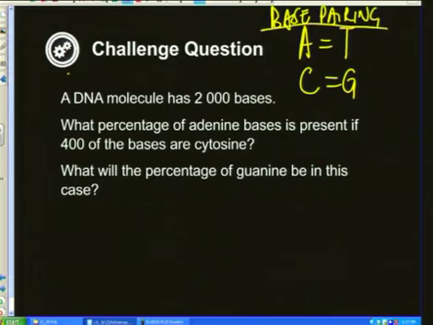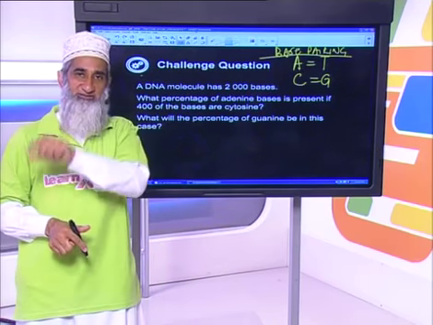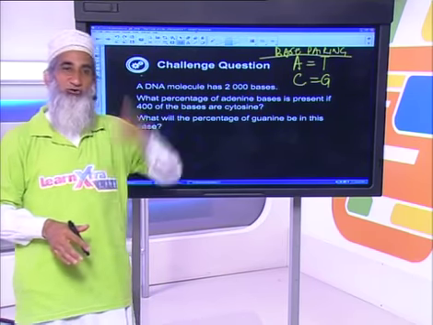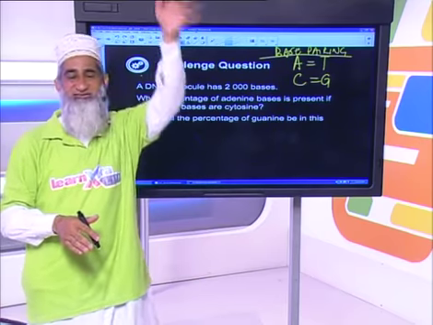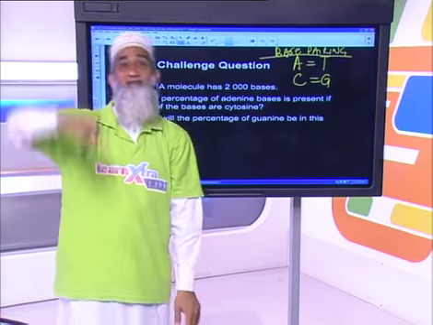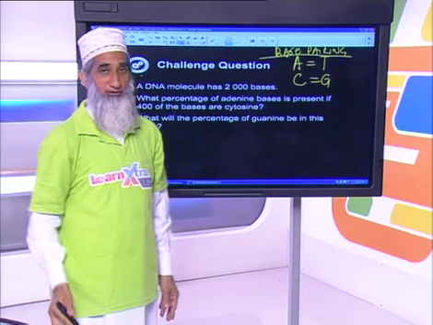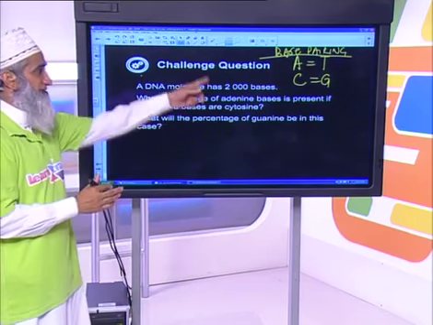For every A in the DNA molecule, there will be a T. And for every C, there will be G. Why? Because DNA is a double strand. And why? Because A combines with T and G combines with C. So if we have two strands and the one has A, T, G, T, G, G, G, C, C, C, then the other one must have the opposite, a member of the group.